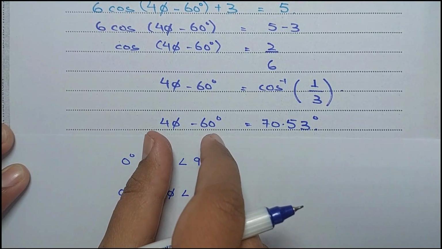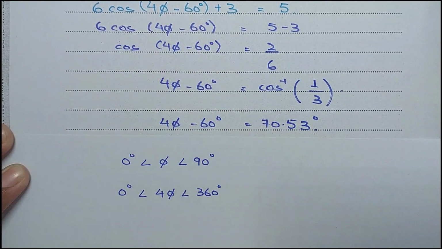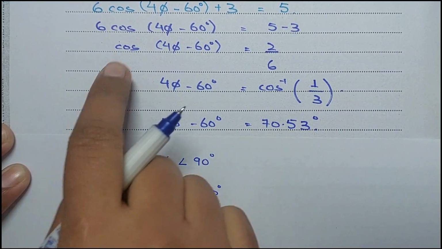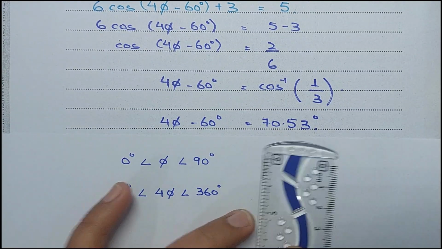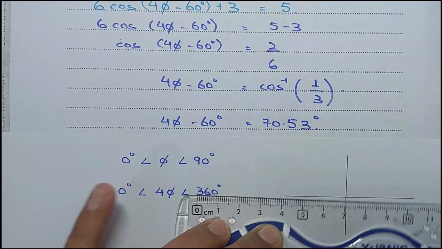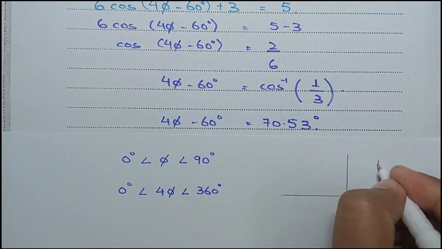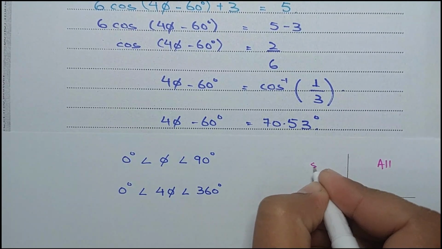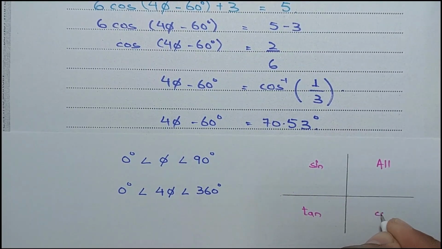Now this is a whole angle, right? This is a base angle. The base angle for 4 phi minus 60 is this much, and this is for cos. And this equation tells us that cos is positive. Now from 0 to 360 degree, cos is positive in the first and in the fourth quadrant. Let me draw the coordinate diagram and show you that. In the first quadrant, all trigonometric ratios are positive. In the second quadrant, sine is positive. In the third, tangent is positive. And in the fourth quadrant, cos is positive.